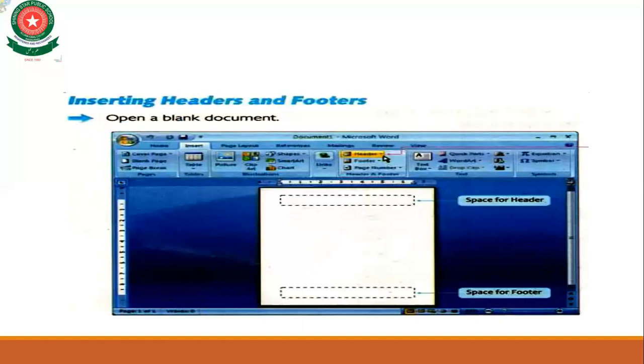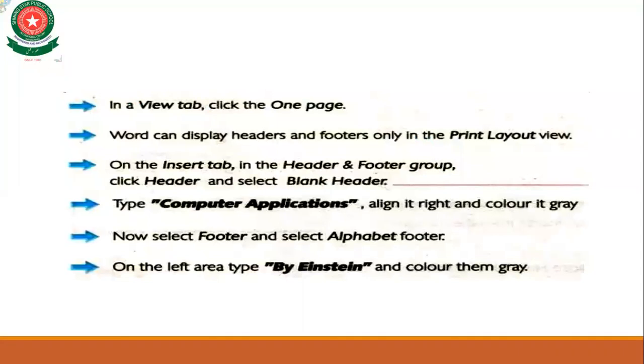Now come to the topic inserting headers and footers. First of all, you have to open a blank document. Then in the View tab, click Print Layout. Word can display headers and footers only in the print layout view. Now on the Insert tab, in the Header and Footer group, click Header and select Blank Header.